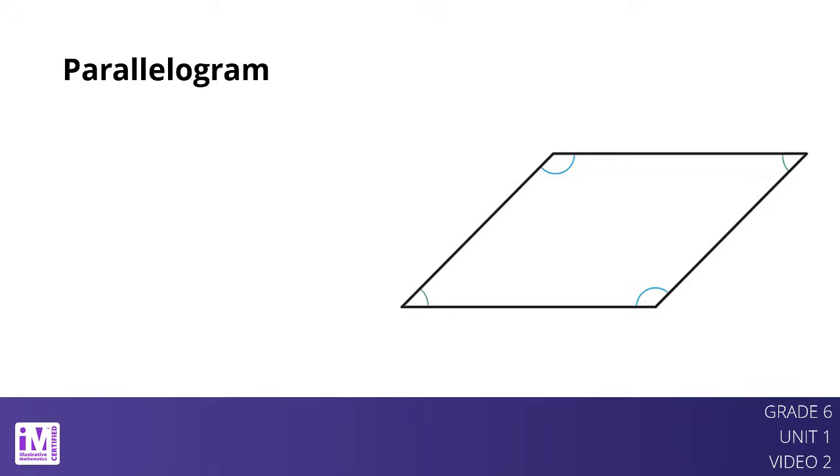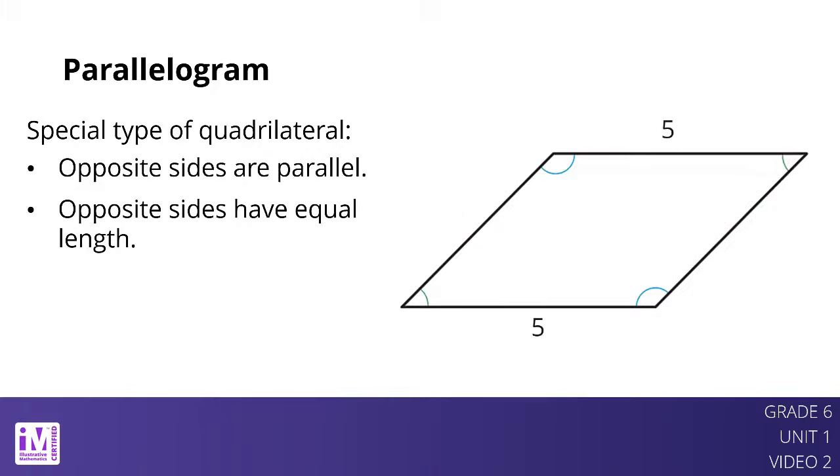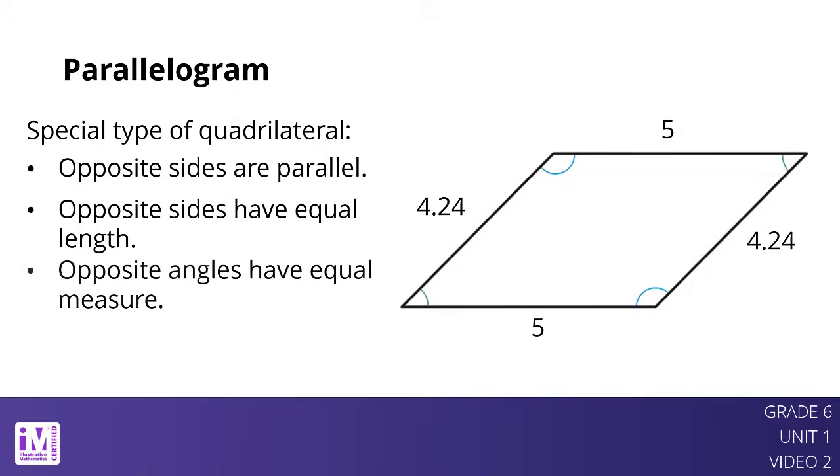A parallelogram is a special type of quadrilateral, or a figure with 4 sides. The opposite sides of a parallelogram are parallel. It is also true that the opposite sides of a parallelogram have equal length, and the opposite angles of a parallelogram have equal measure.